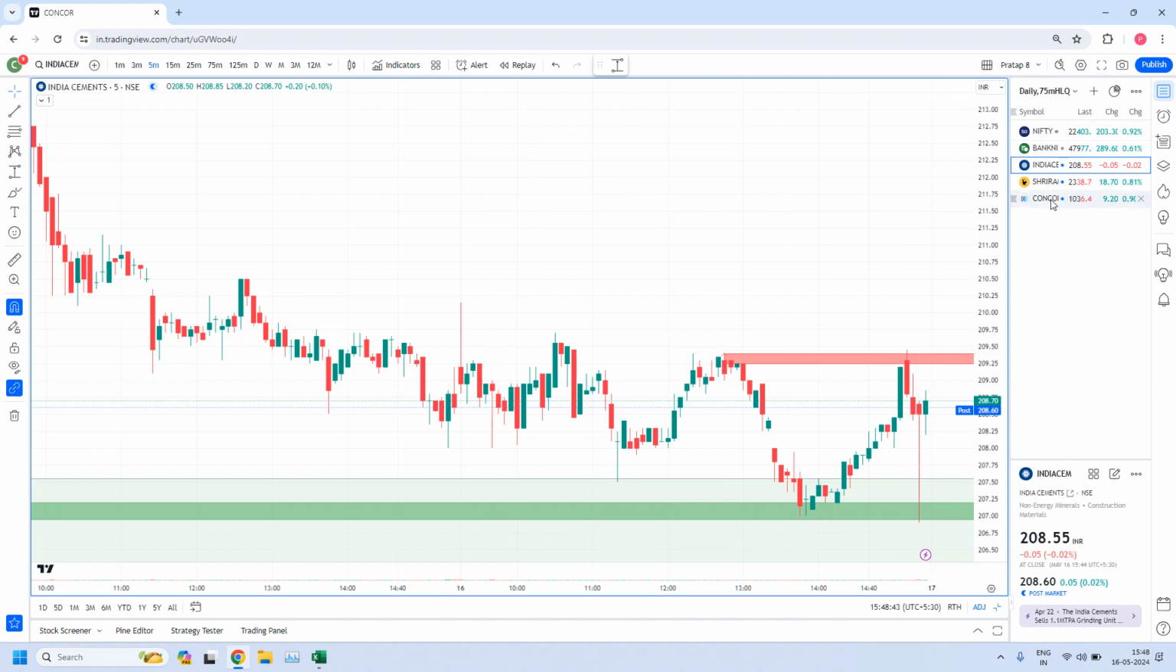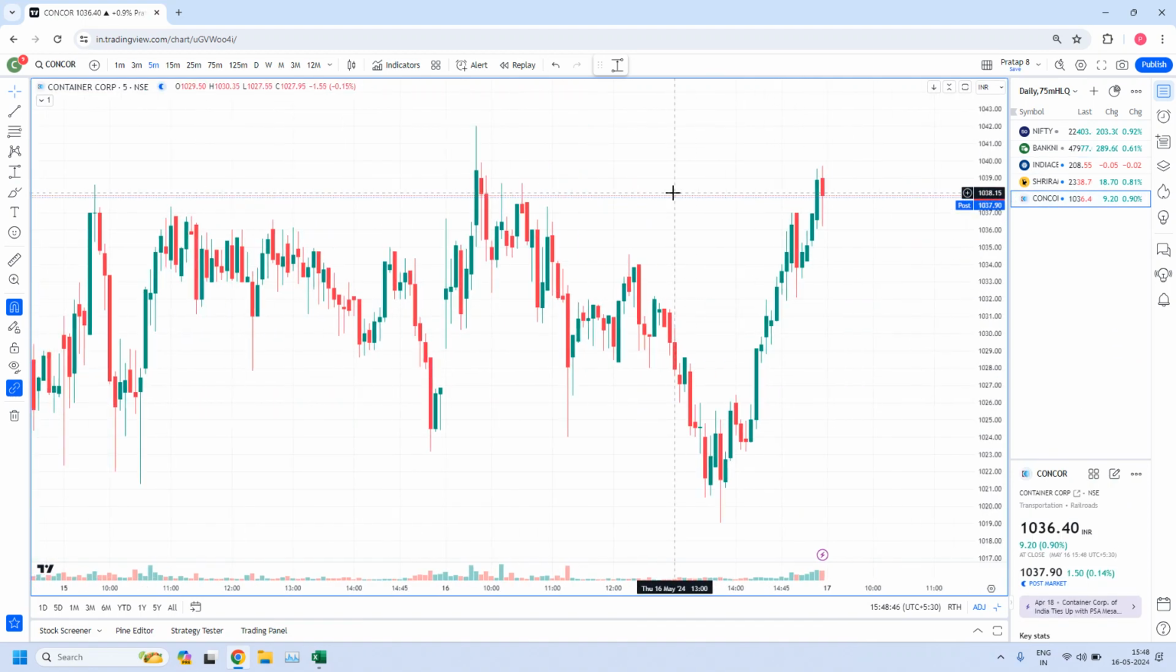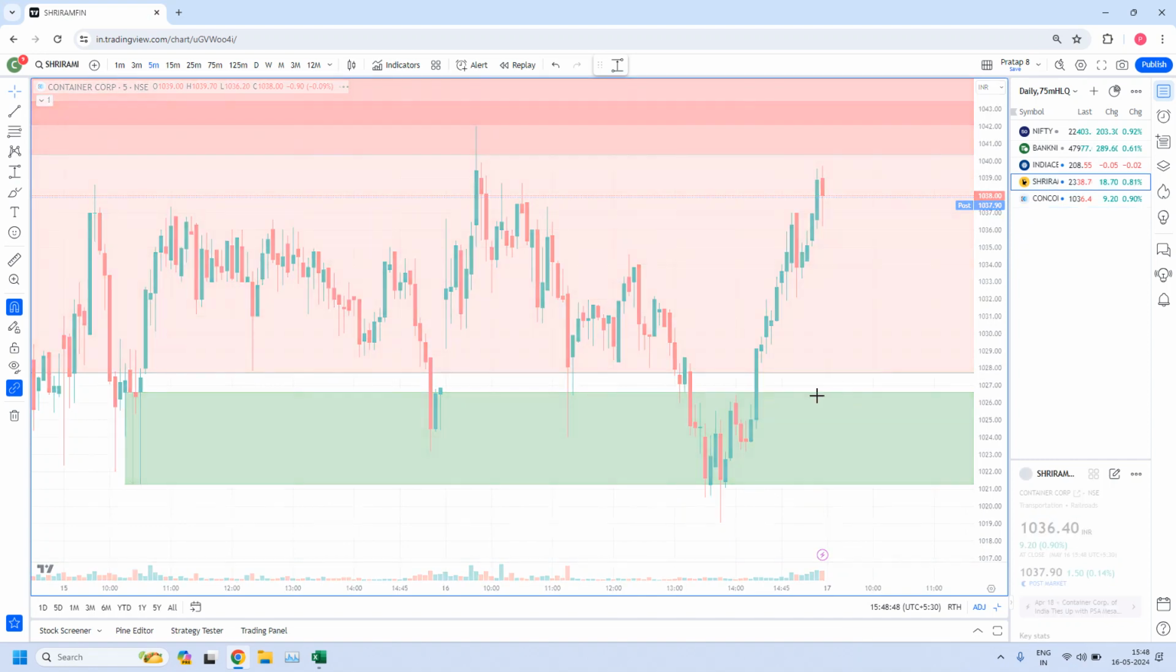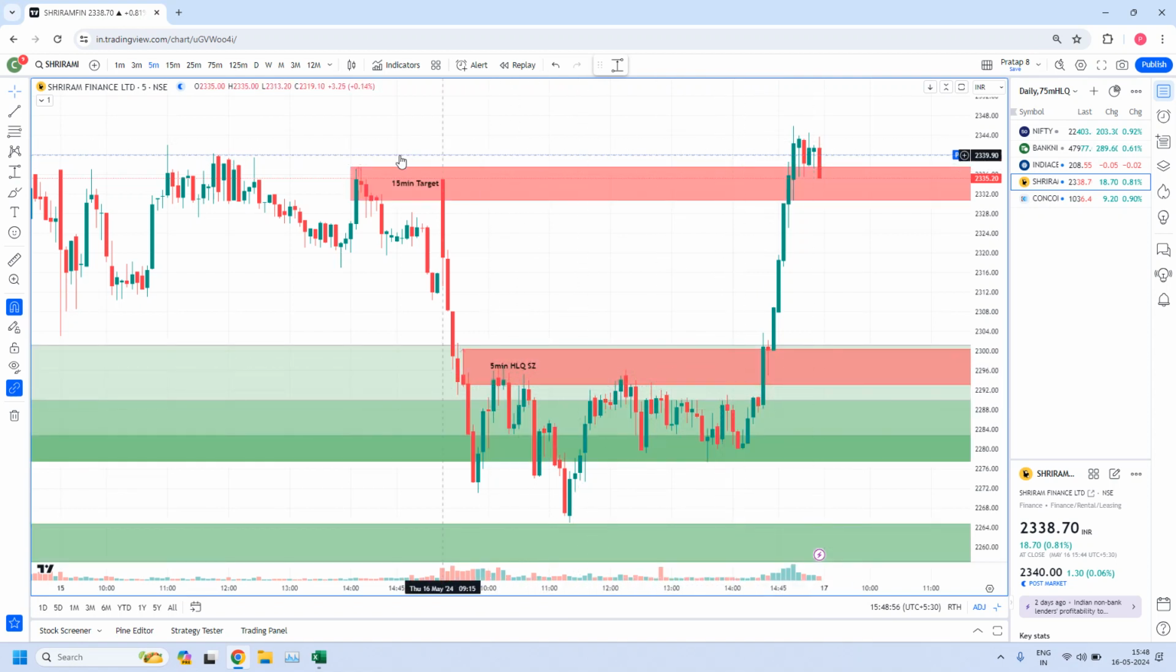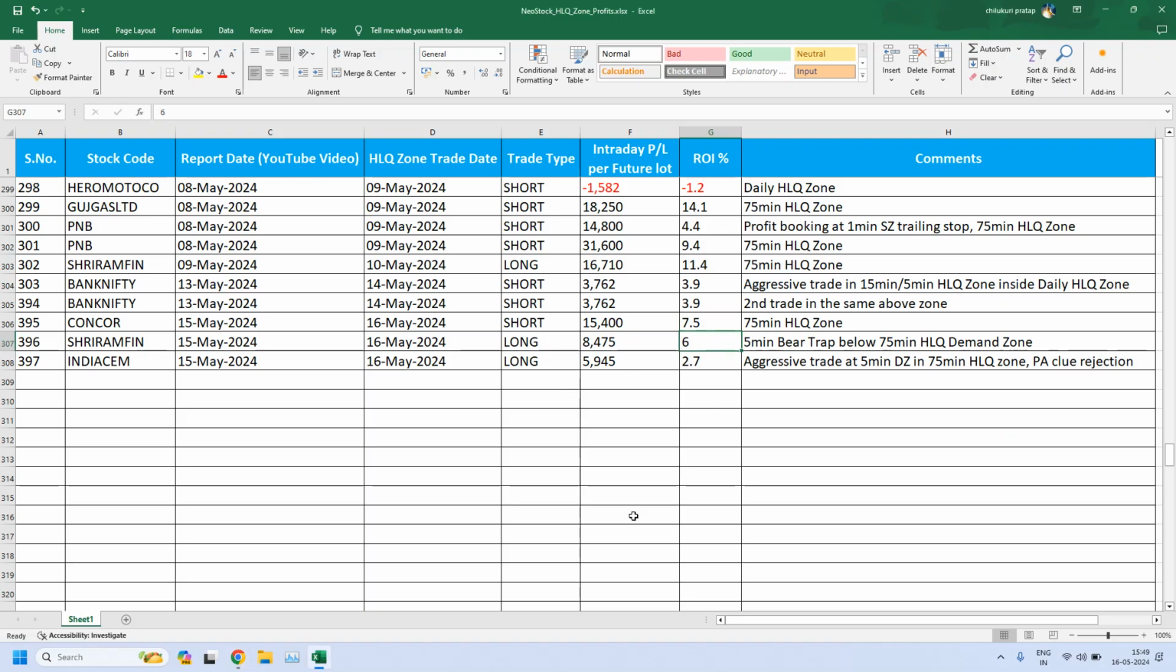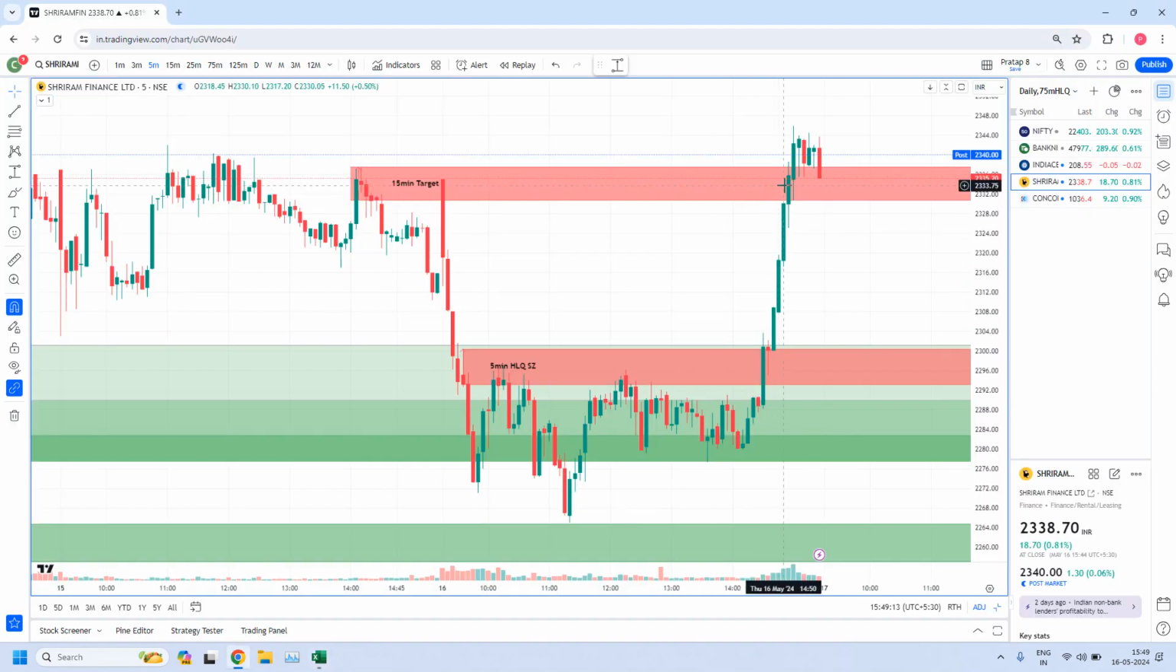Sorry, Conquer is not Conquer. Sriram Finance is 6%, that is up to the 5 minutes high liquidity zone. We didn't calculate up to the 15 minutes target. I calculated only up to the 5 minutes high liquidity supply zone target. Until this 5 minutes high liquidity supply zone, it has given 6% ROI. Please remember that point. If you calculated up to here, probably you would have got close to 14% or 13% ROI.